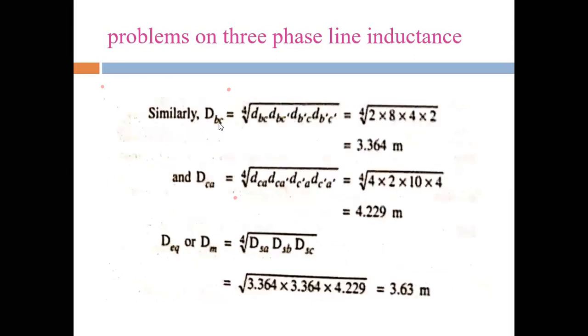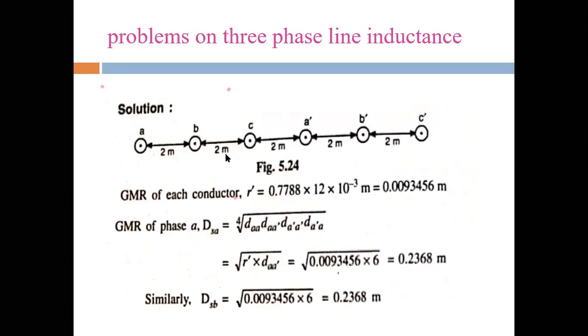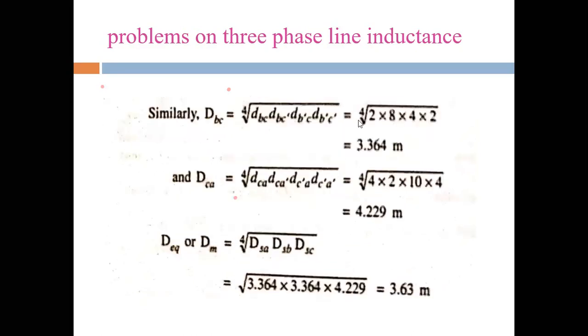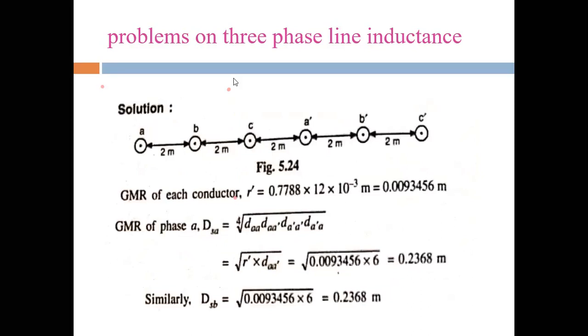Next we calculate DBC. DBC is equal to the fourth root of DBC, DBC dash, DB dash C, DB dash C dash. First, what is the distance between B to C? That is 2 meters, into the distance between B to C dash.